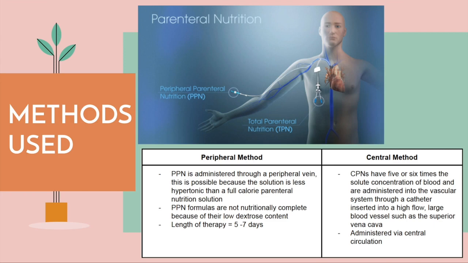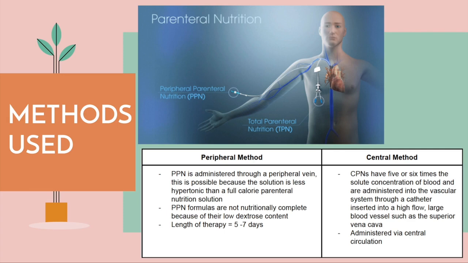To continue for objective number 2, I am Lloyd Emmanuel Oliva and I will be discussing to you all about the methods used in total parenteral nutrition. The methods used for total parenteral nutrition involve two methods, the peripheral method and the central method. As you can see in the picture, there is the peripheral parenteral nutrition, which is inserted at the peripherals, and the central method, which is inserted at the central circulation or central venous axis.